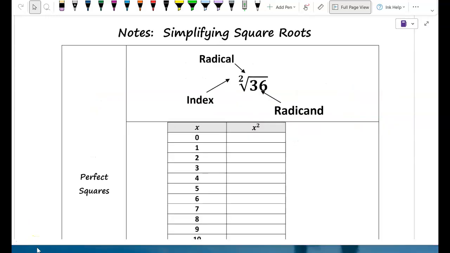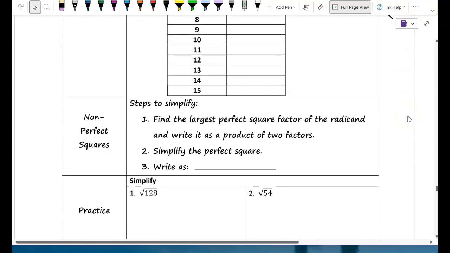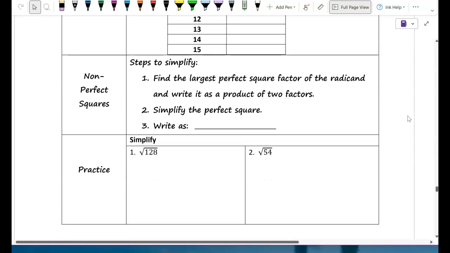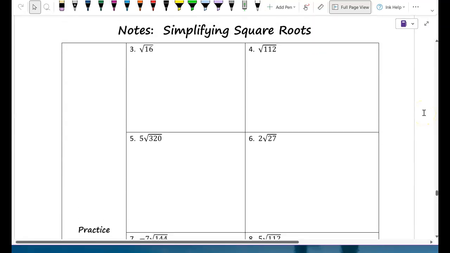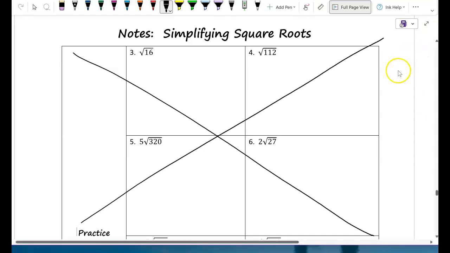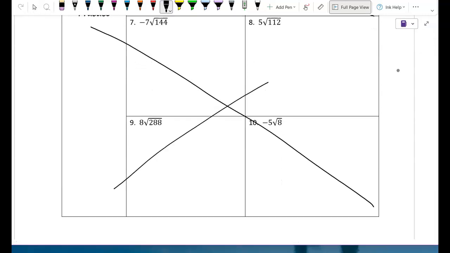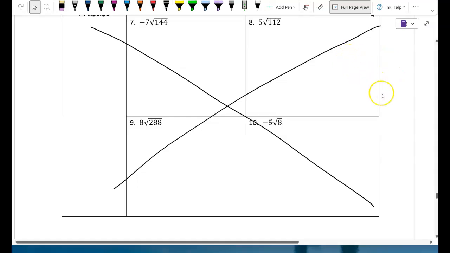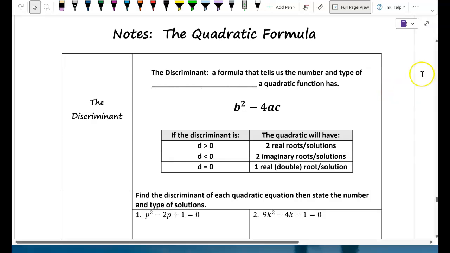All right, so again, simplifying square roots, we're going to cross that out. We're not going to have time. We're getting a little low on time, so we're going to cross out that activity. Which then is going to take us to page 23, where we're going to start working on the quadratic formula.